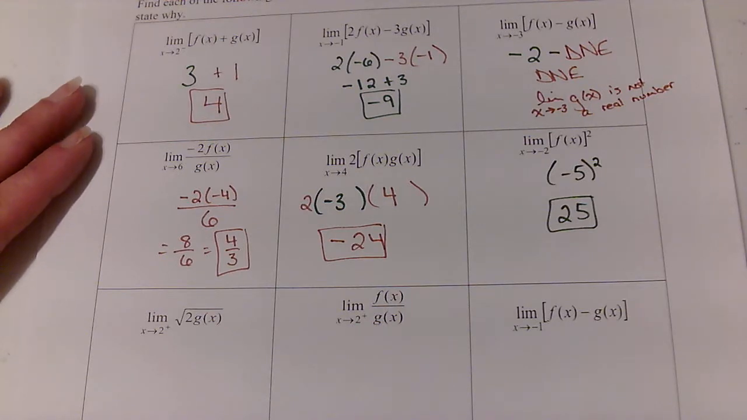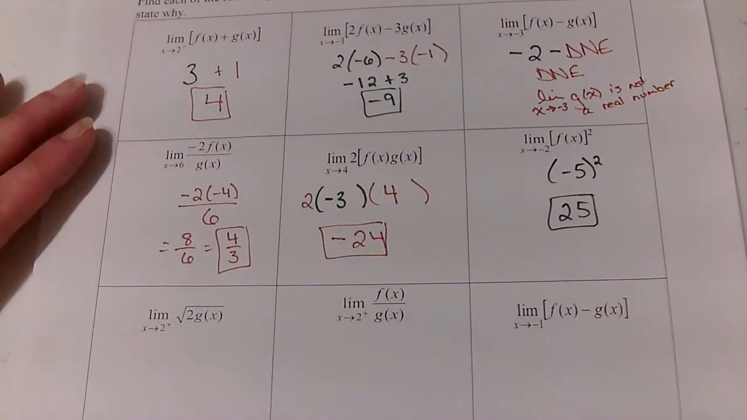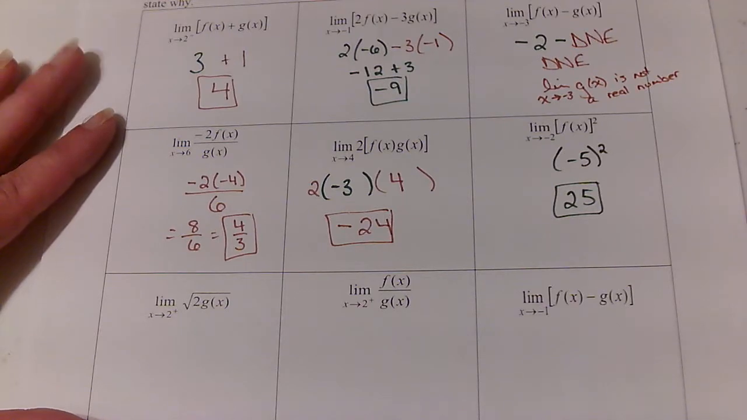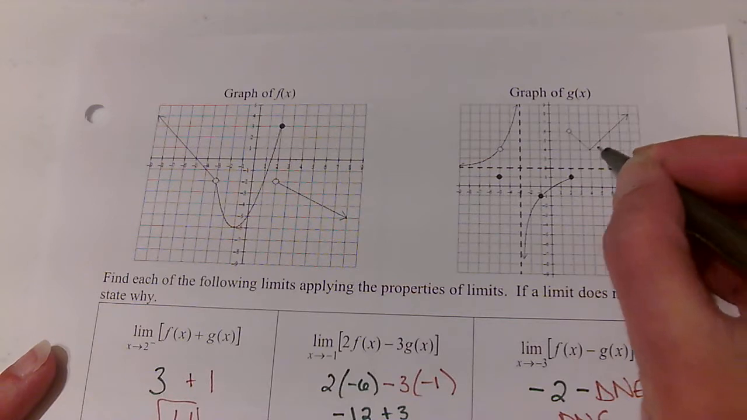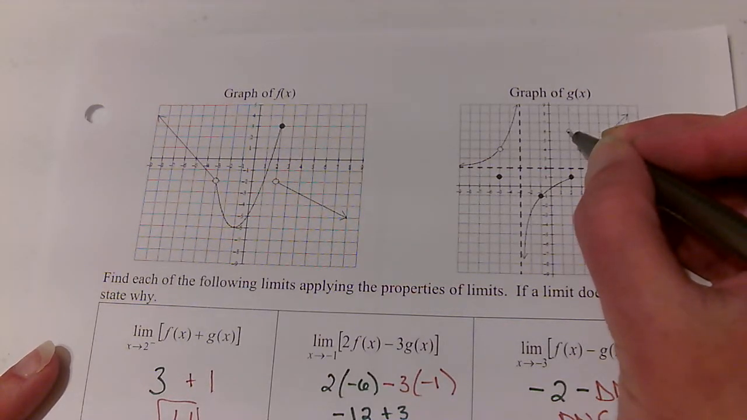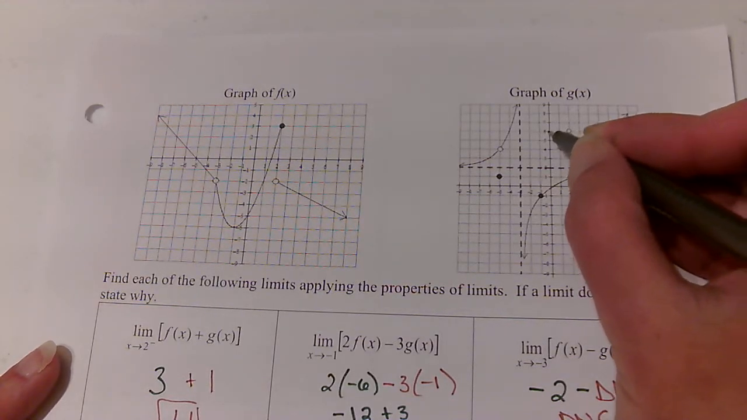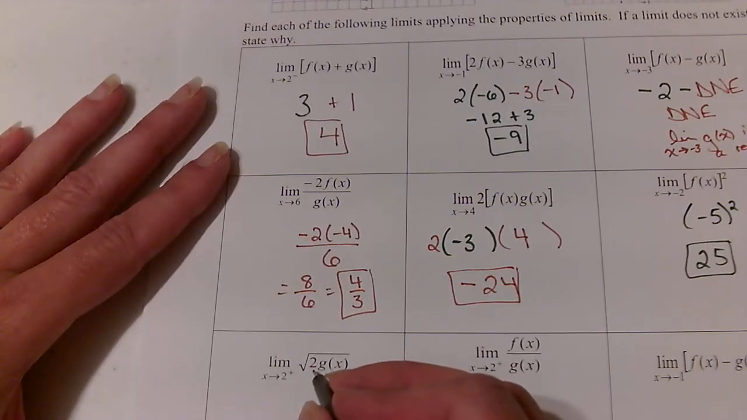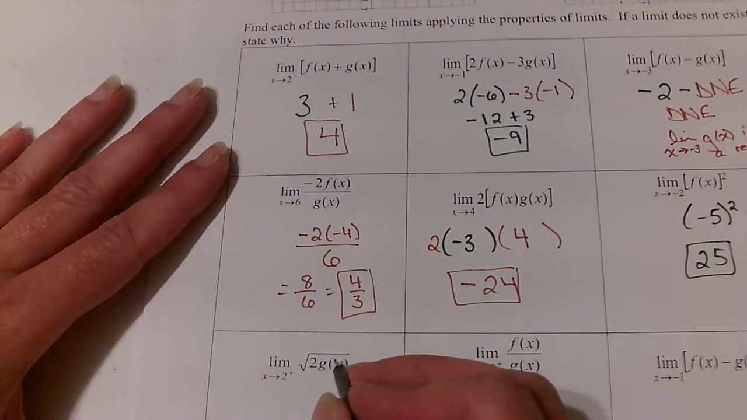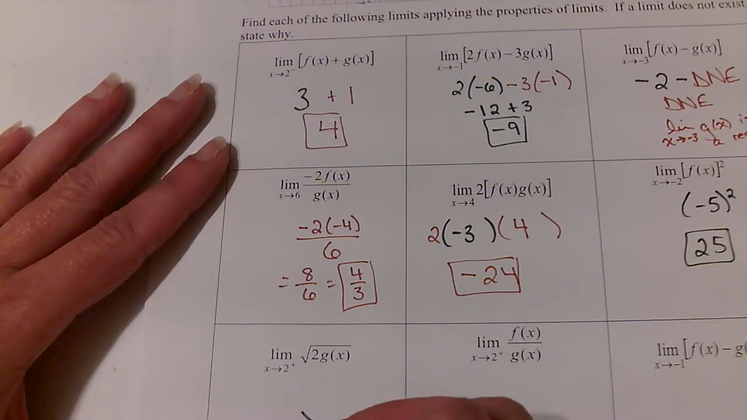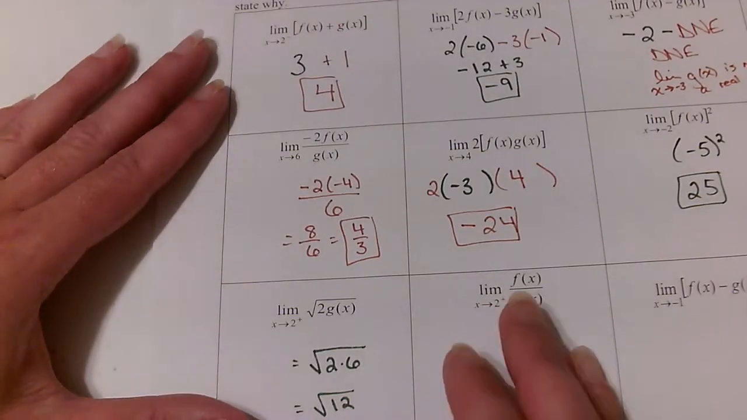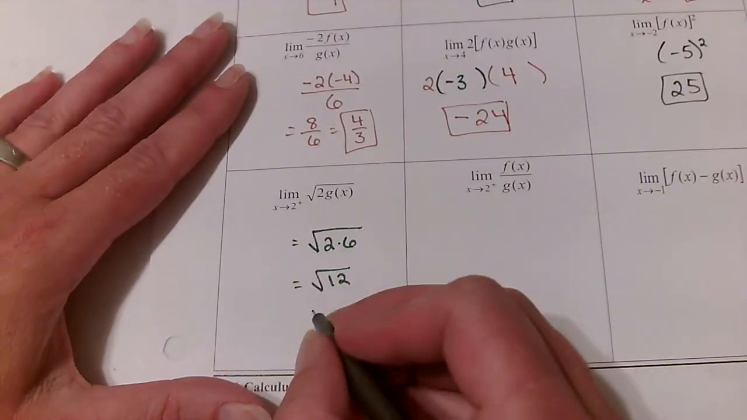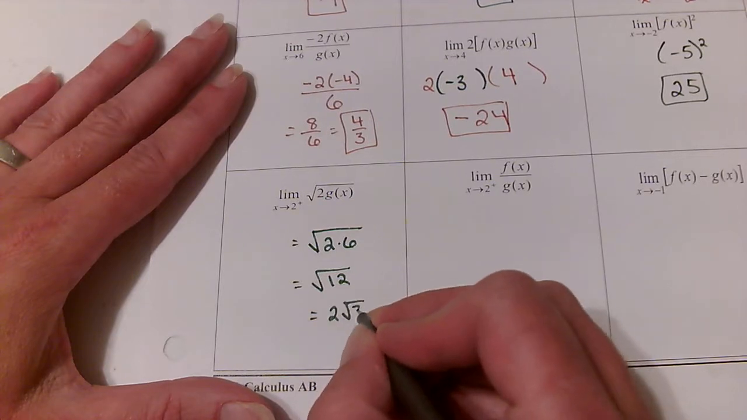Okay, the next one we're going to have to take it bit by bit. It's got g of x as we approach 2 from the right side. So g of x, 2 from the right side, is 6. So that's 2 times 6. And we have the square root, so that's the square root of 2 times 6, which is the square root of 12, which is 2√3.